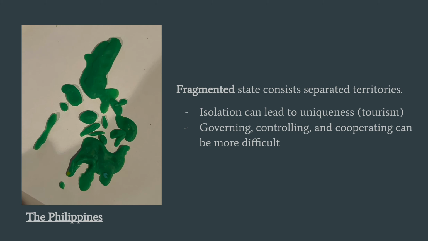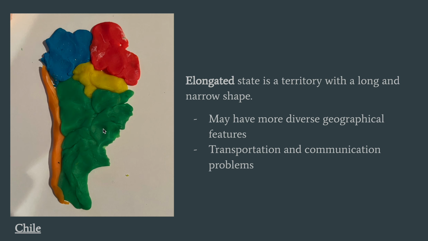Next is the fragmented state, which literally is just having a bunch of separated territories. And an example of this is the Philippines because, as you can see in the image, there's a bunch of islands that's scattered around. Next is elongated state, which is basically a territory that's long and narrow. An example is Chile, which is this orange part here. It's narrow and it's skinny and long.